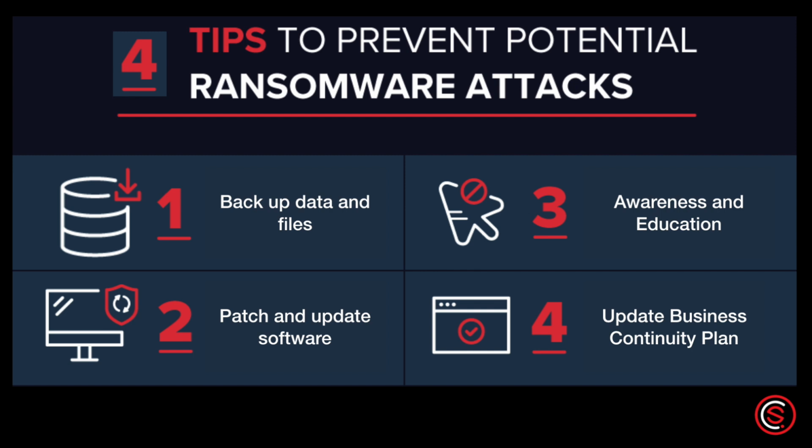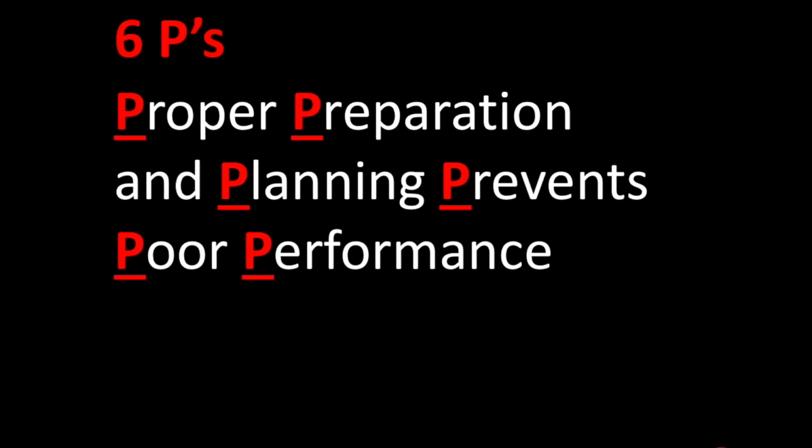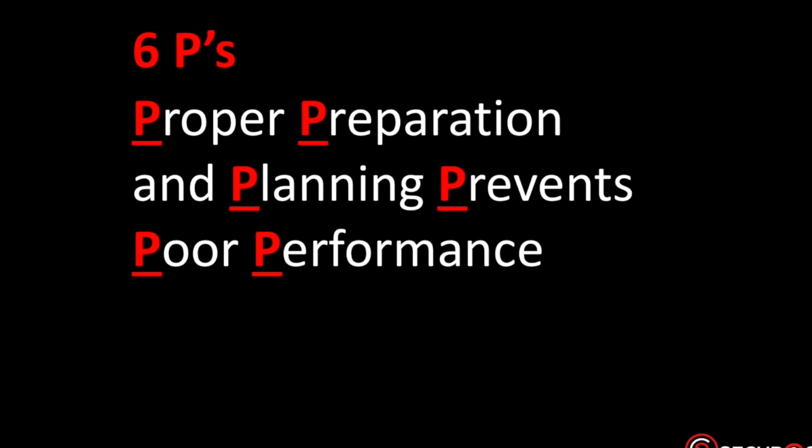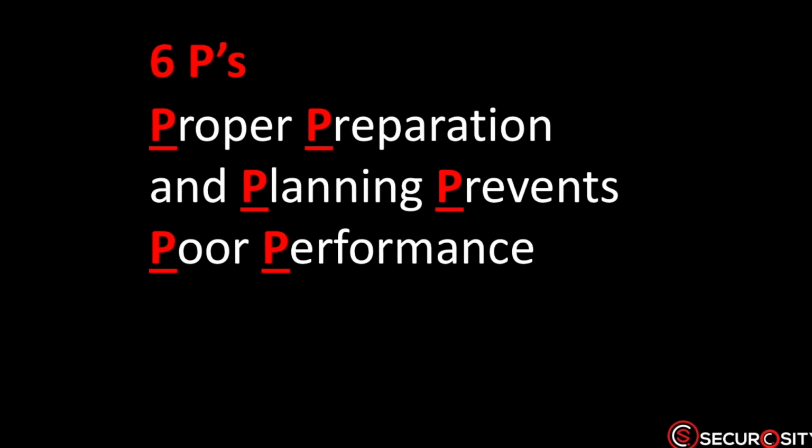Finally, 4. This is critically important, having an up-to-date business continuity and disaster recovery plan. Conduct tabletop crisis exercises to practice and to prepare. As stated here with the 6 Ps, proper planning and preparation prevents poor performance.